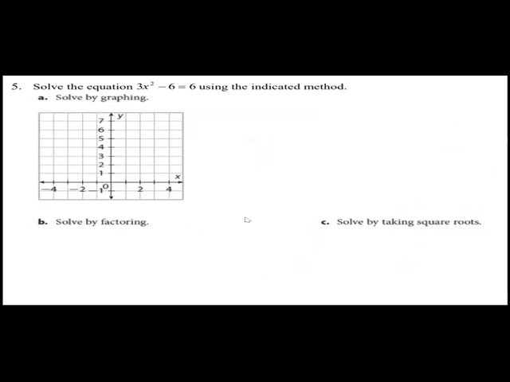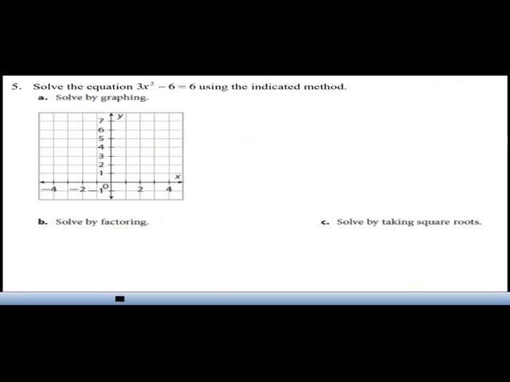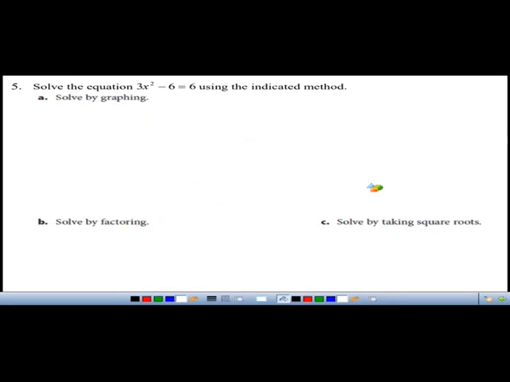Yeah, let's go. And it reads, solve the equation 3x squared minus 6 equals 6 using the indicated method. Once again, number 5 reads, solve the equation 3x squared minus 6 equals 6 using the indicated method. The method given is solve by graphing, and hopefully by now you already have your noodle to create a coordinate plane from negative 10 to 10 on both the x and the y.